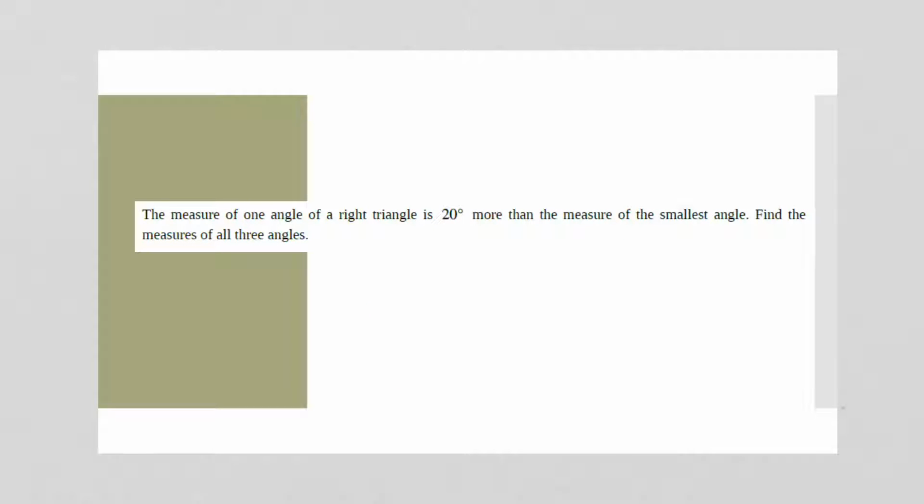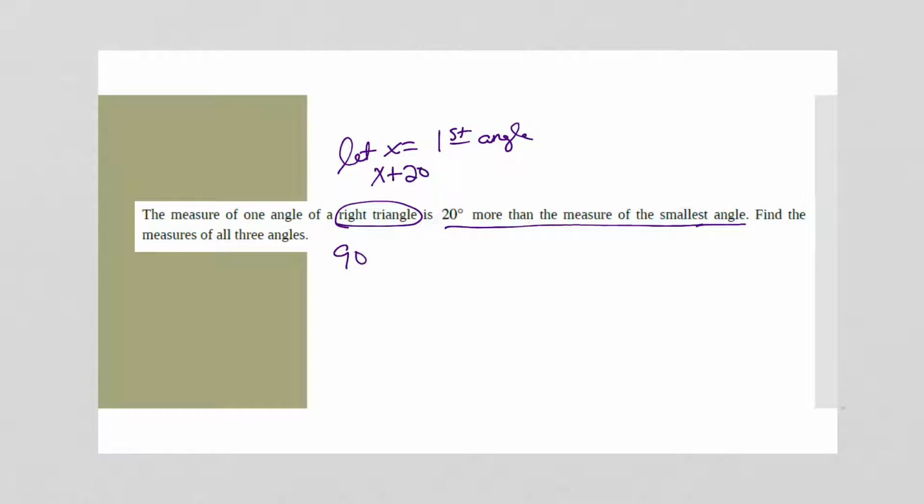Okay, on this problem it says the measure of one angle of a right triangle is 20 degrees more than the measure of the smallest angle. Find the measure of all three angles. So I know that one of them has to be 90. It says here, right triangle. I'm going to let x equal one of my angles, and I'm going to be, let's see here, 20 degrees more than the smallest, so x plus 20 is my second angle. Okay, so it says here that their sum is, doesn't really say it, but it's implied because it's a triangle, is 180.